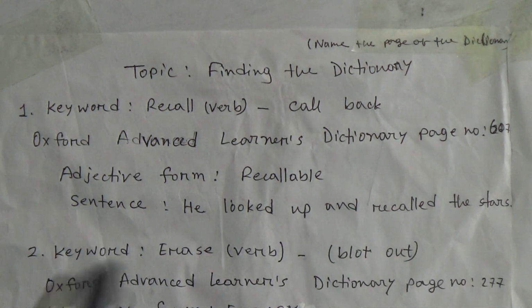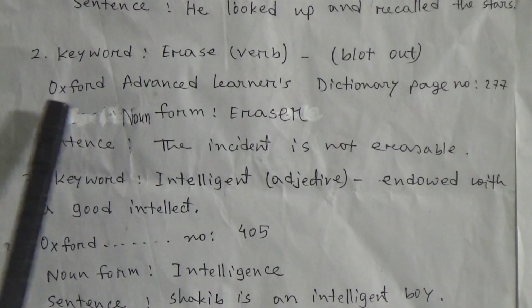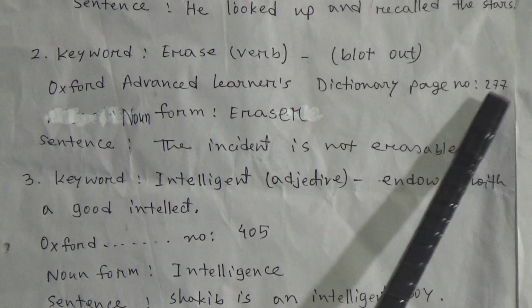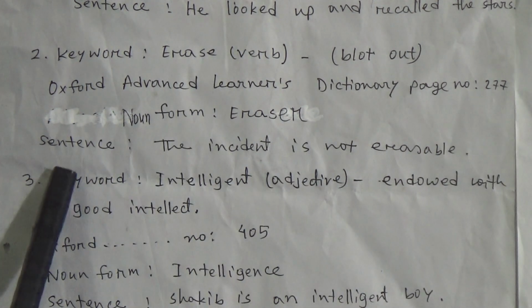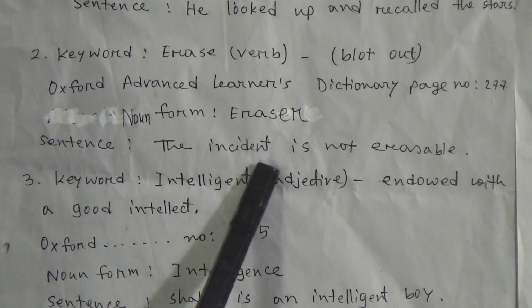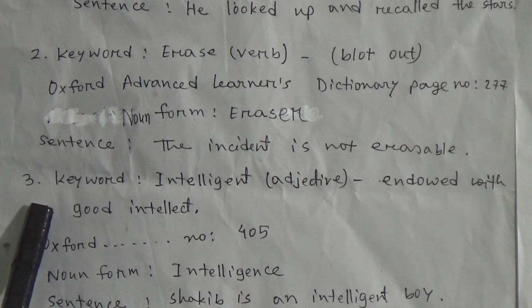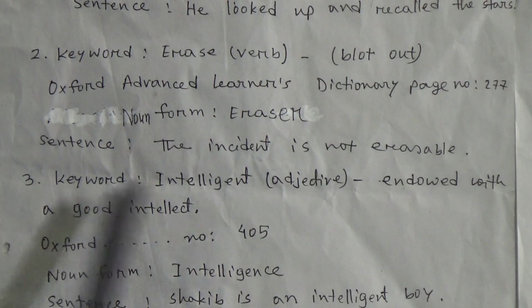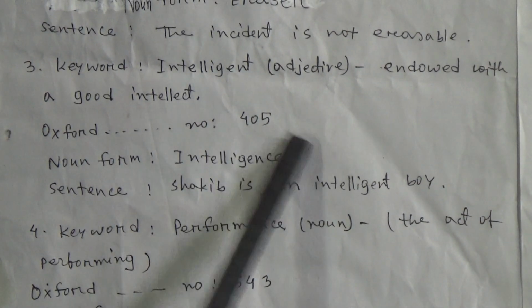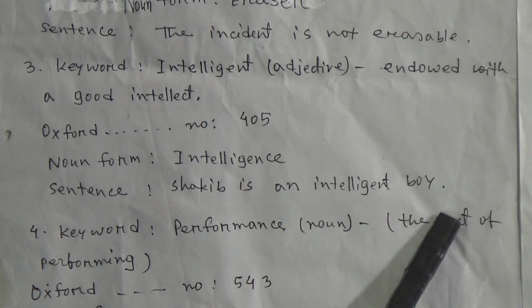Then number 2, the keyword is erase. It's a verb and its meaning is blot out. Oxford Advanced Learner's Dictionary page number 277, and its noun form is eraser. The sentence will be: The incident is not erasable. Then number 3, keyword intelligent, adjective, endowed with a good intellect, and the Oxford Advanced Learner's Dictionary page number is 405, and its noun form is intelligence. Sentence: Shakib is an intelligent boy.